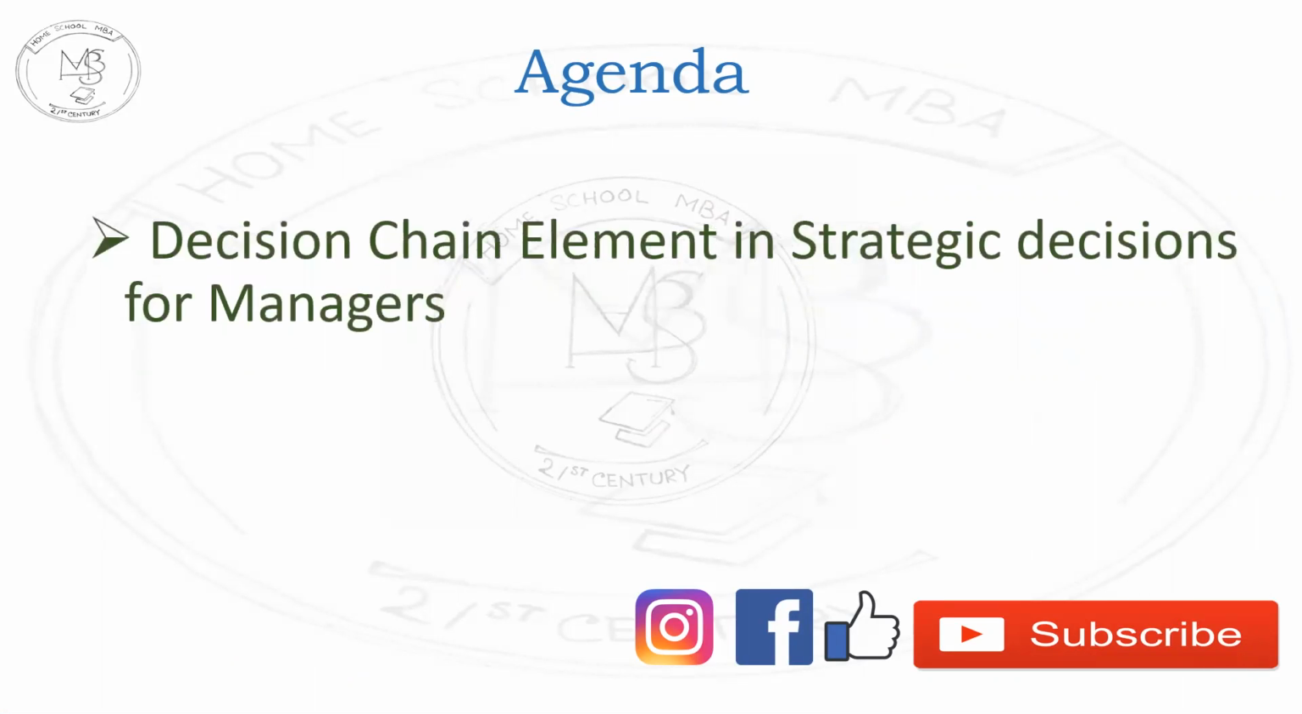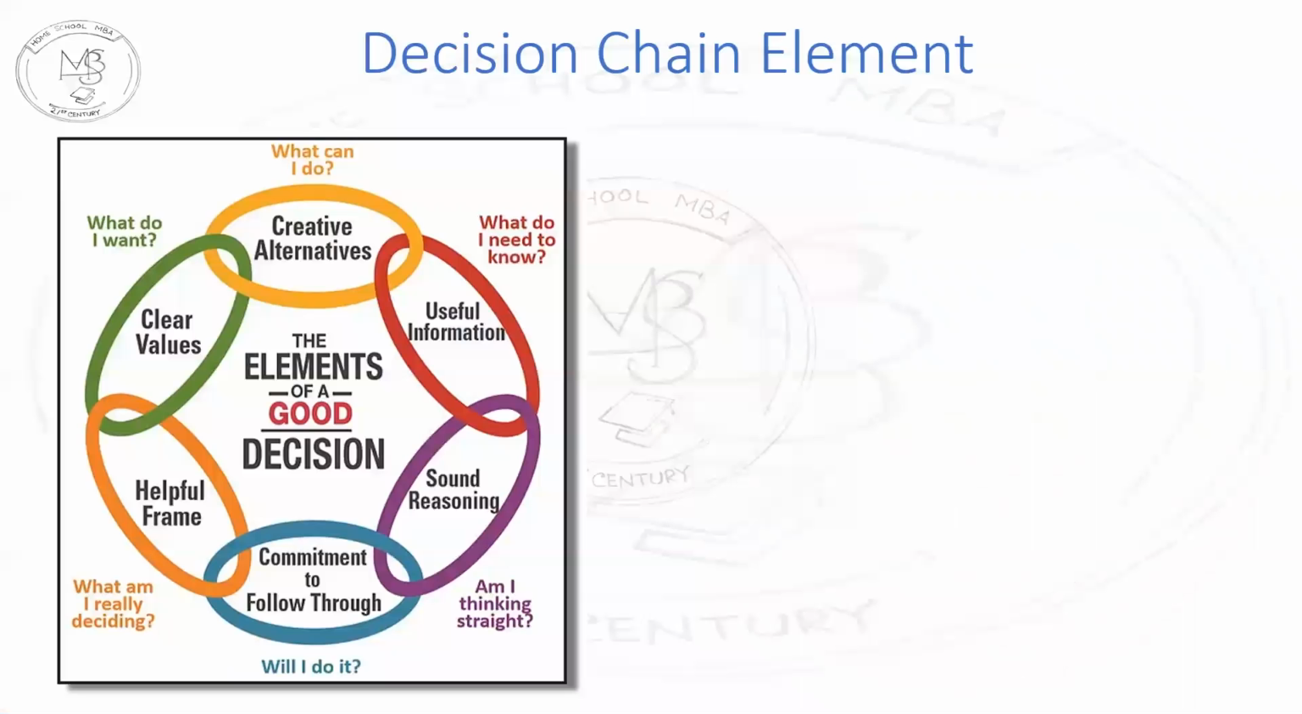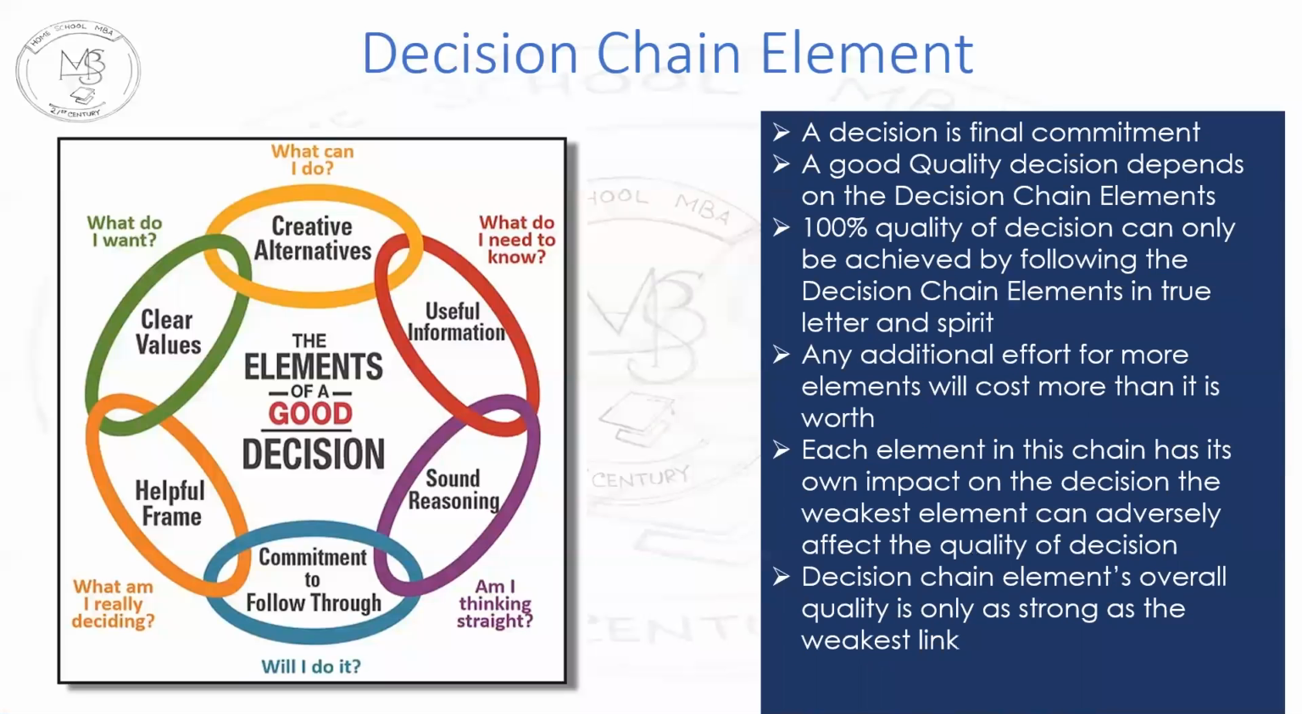Agenda today is decision chain elements in strategic decisions for managers. I have created a one-page slide which shows the 6 key parameters for decision chain elements. I have some definitions around. I have my professor with me who will talk about what the decision chain element is, why each element is so important, how everything is interconnected.